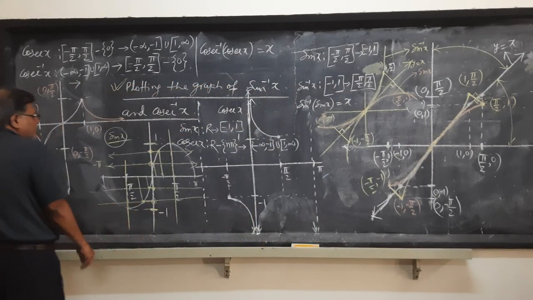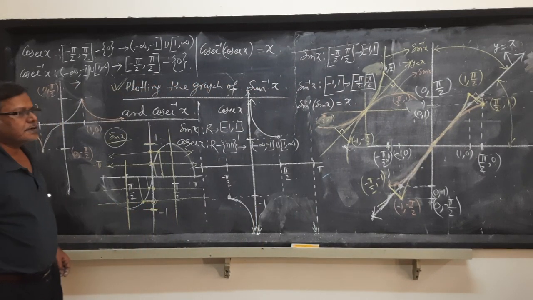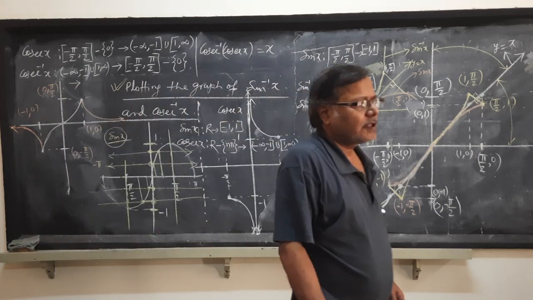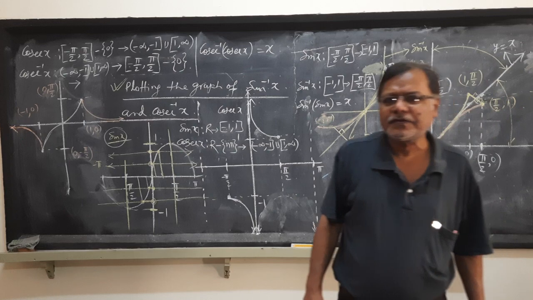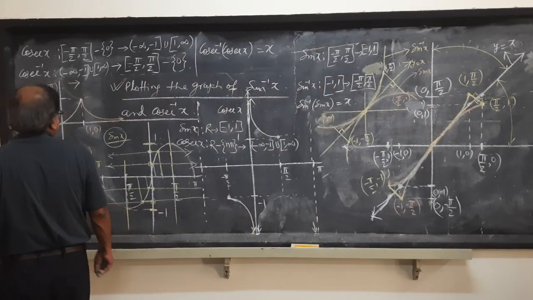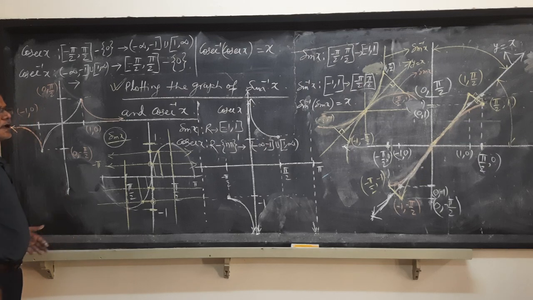Alright, so if you have to get the inverse function, that is sine inverse x and cosec inverse x, then what you have to do is restrict the domain of sine x or cosec x in such a way that it is converted into a 1-1 onto function.